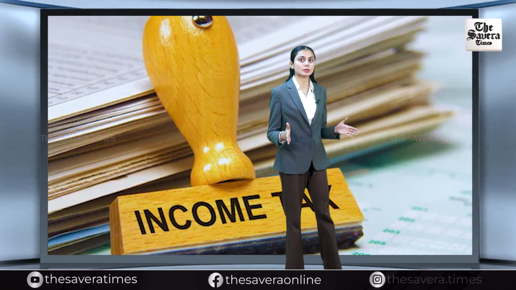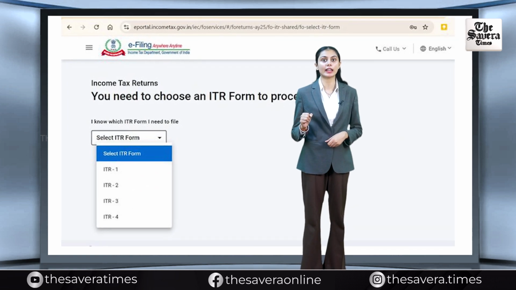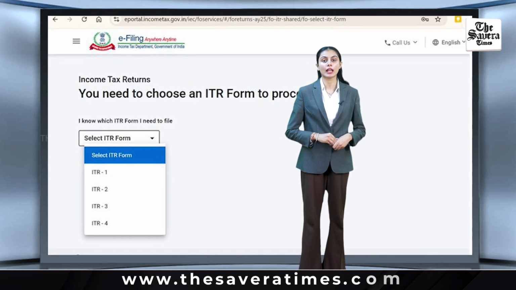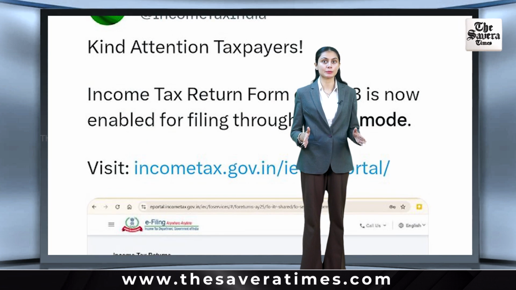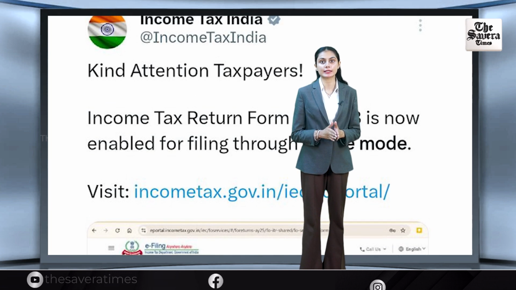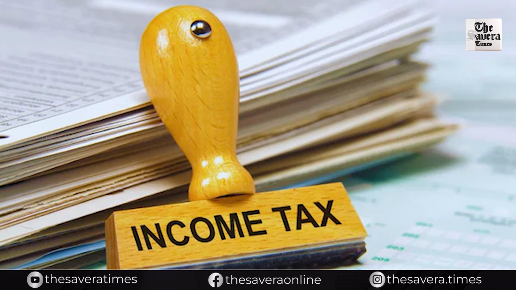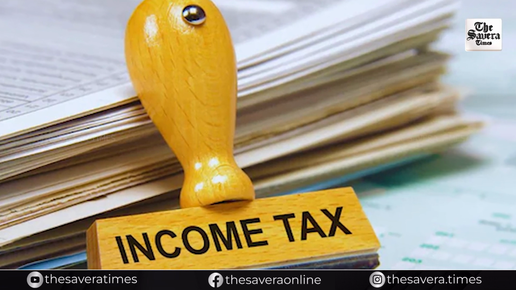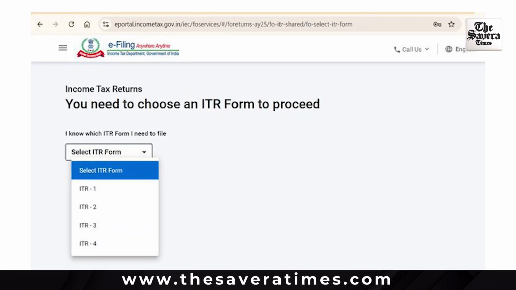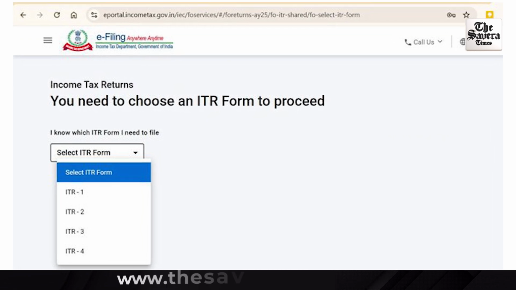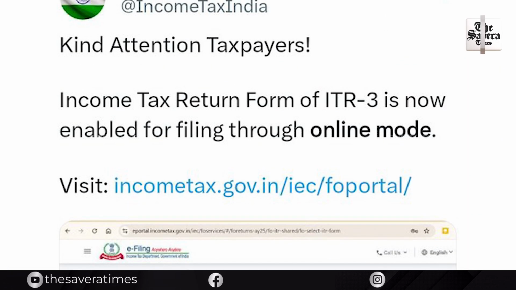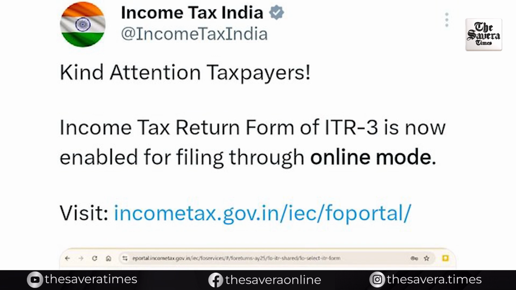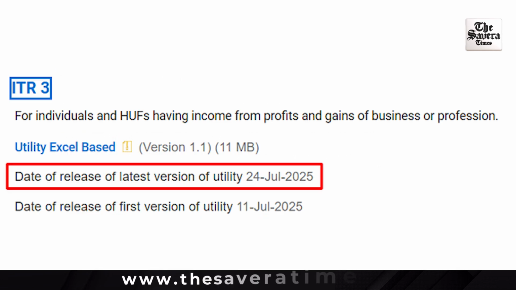The Income Tax Department has officially enabled the online filing of Income Tax Return ITR Form 3 for the assessment year 2025-2026, making it easier for individuals engaged in business, professional services, share trading including futures and options or those with investment in unlisted shares to file their tax returns through the e-filing portal.